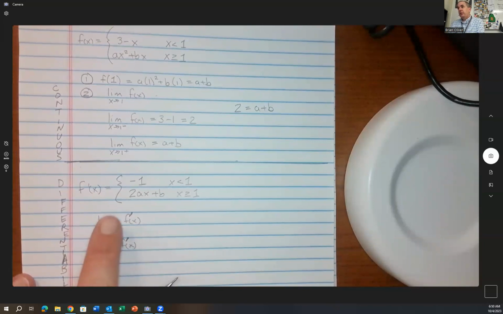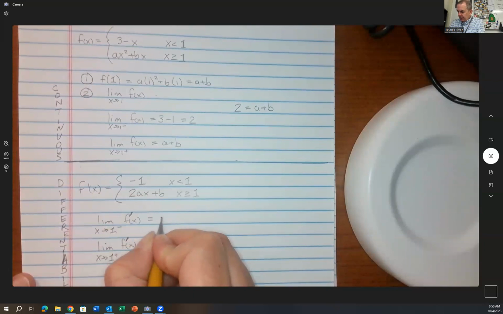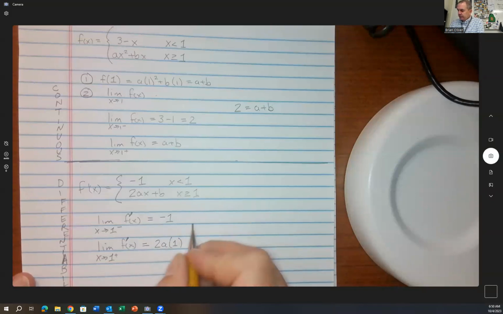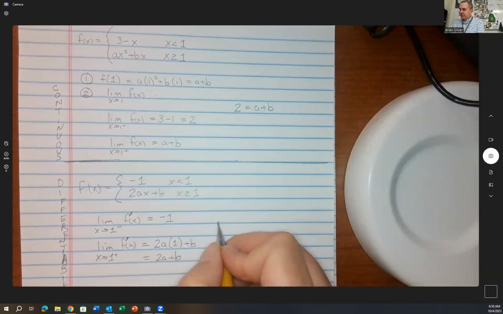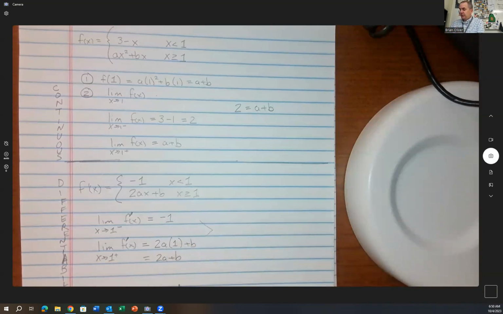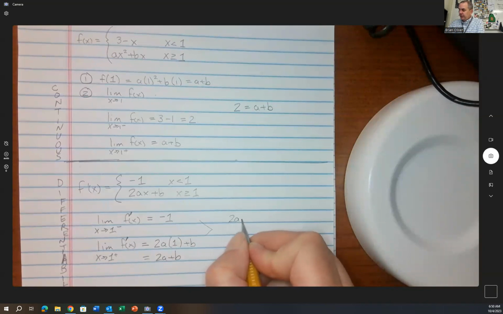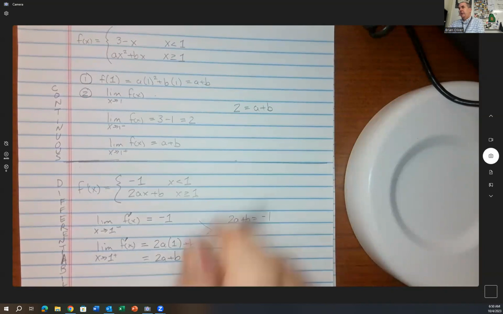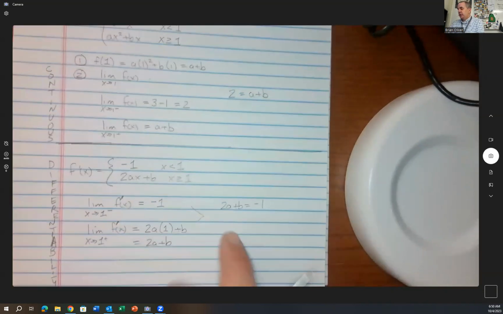So if I look at this from the left, it is going to equal -1 because there's nowhere to plug in any value. If I'm looking at it from the right, it's going to be 2a times 1 plus b, so it's going to be 2a plus b. For this limit to exist, because the limit needs to exist for differentiability, we're going to set 2a plus b equal to -1. And now we have 2 equations, 2 unknowns.